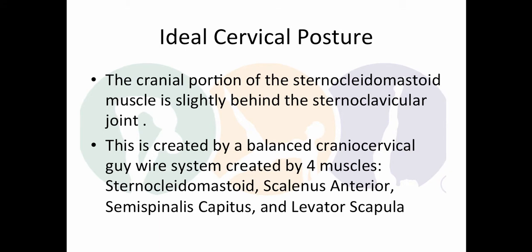So first we must identify, what is ideal cervical posture? What are we looking for? What should we say to the client is the goal? This identification comes from Newman and basically says that the cranial portion of the sternocleidomastoid muscle should be slightly behind the sternoclavicular joint. And this is where our head should lie in relationship to our shoulders.